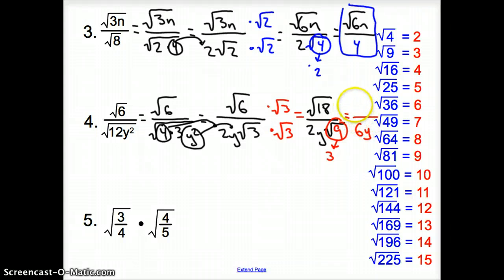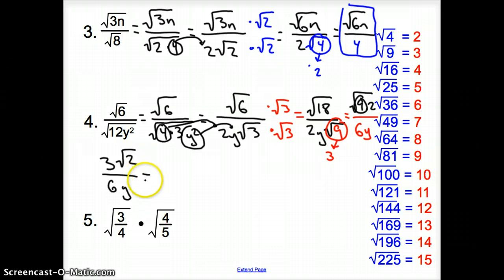Now on top, I have the square root of 18. Is there a perfect square that goes into 18? Yes, there is. A perfect square is 9. So we can rewrite 18 as 9 times 2. So one more time, I can rewrite this guy. I can take this 9 out, and it turns into a 3 square root 2 all over 6y.